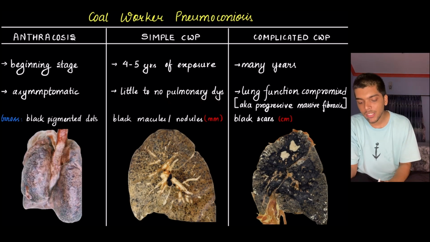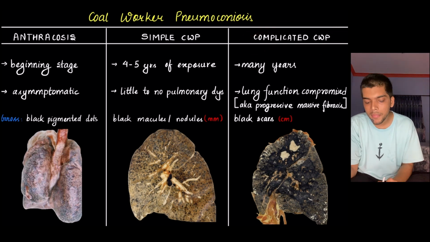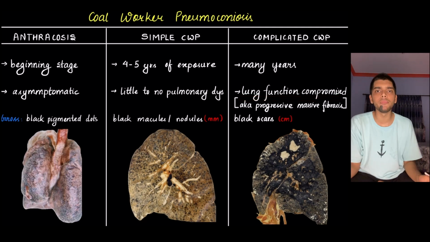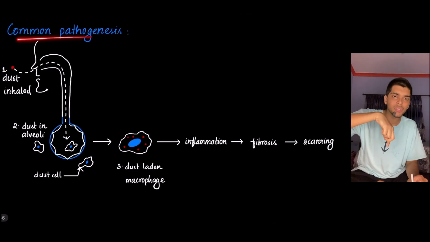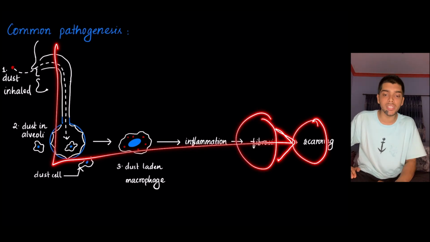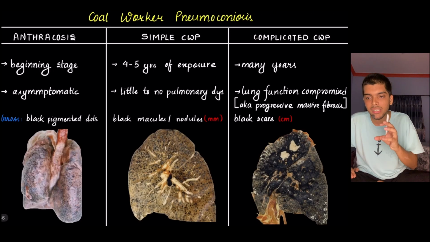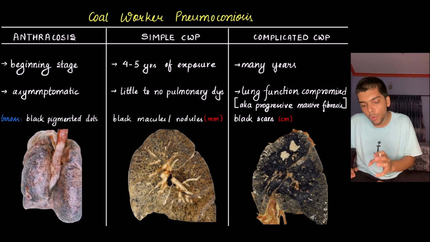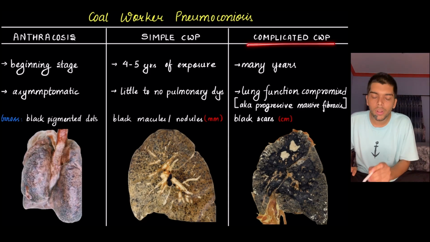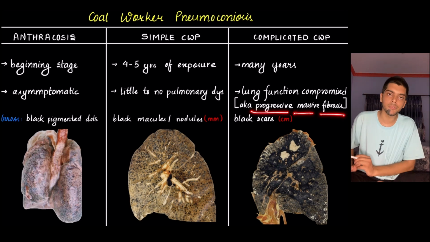And finally, there is complicated coal worker pneumoconiosis upon many years of exposure. Here, the lung function is compromised. Why? Because there is massive fibrosis. Again, go back, common pathogenesis. At the end of the day, what is taking place? Scarring is taking place due to fibrosis. So there is fibrosis and scar formation in the lung, and the lung loses its ability to function. The lung function gets compromised. Since there is massive fibrosis, it is also called complicated coal worker pneumoconiosis, also called progressive massive fibrosis.